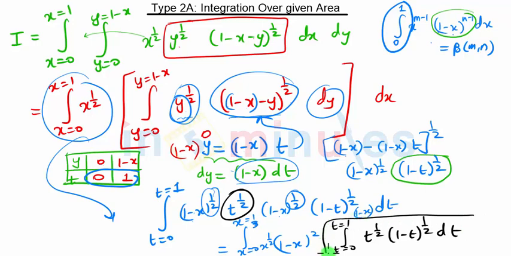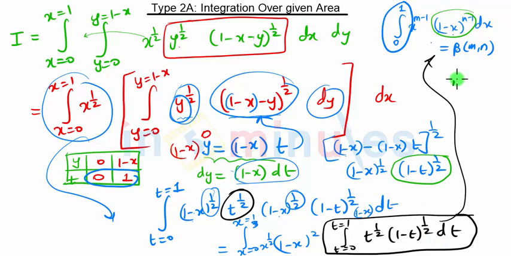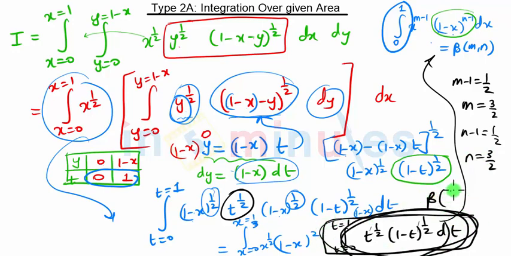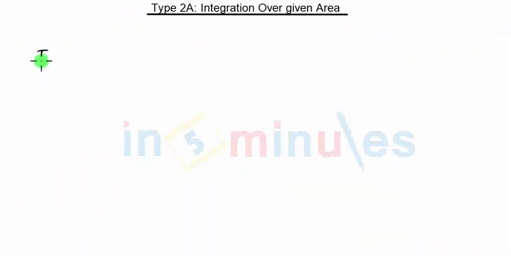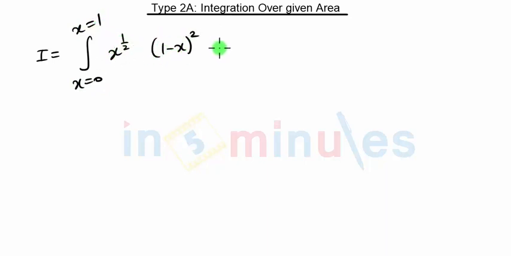Now if you compare, this term is matching with this term, so we get m minus 1 equal to half, so we get m equal to 3 by 2, and we also get n minus 1 equal to half, so n is also equal to 3 by 2, so this part is nothing but beta of 3 by 2 comma 3 by 2. So our new integration will become integration of x equal to 0 to x equal to 1, x raised to half into 1 minus x the whole square into dx, times beta of 3 by 2 comma 3 by 2.